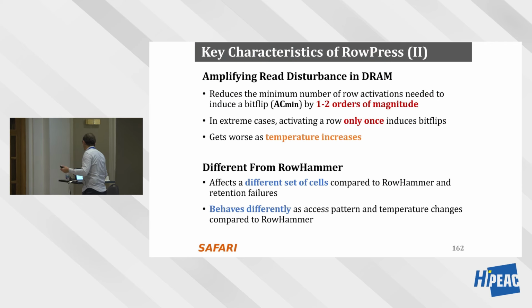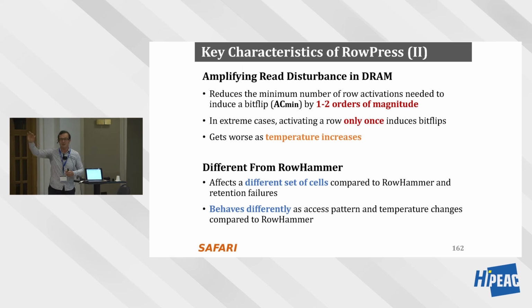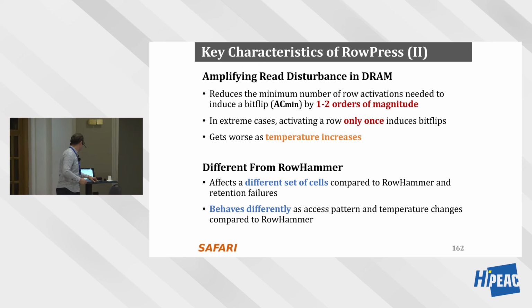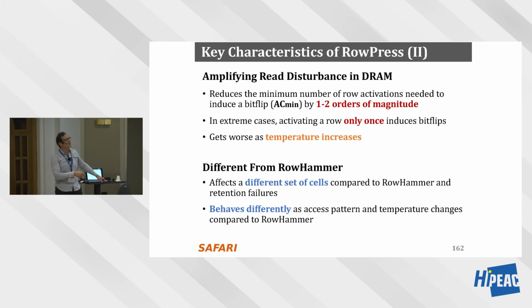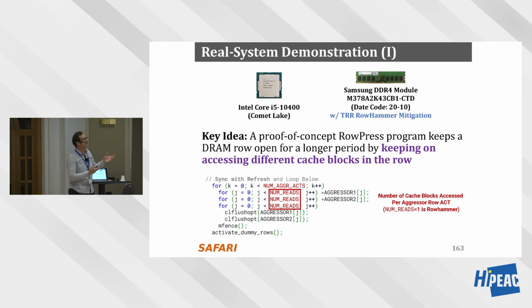Okay, very quickly, this is different from Rowhammer because it gets worse as temperature increases. There's a beautiful curve. So Rowhammer is very different. And also, it affects a different set of cells compared to Rowhammer. It behaves differently as access pattern and temperature changes. I'm not going to talk about that.